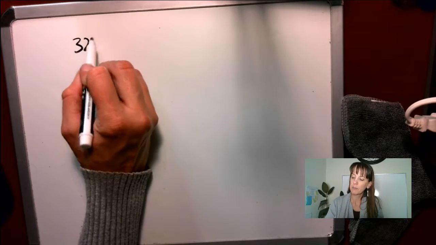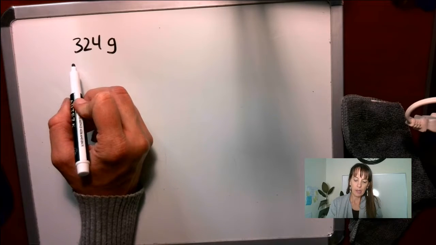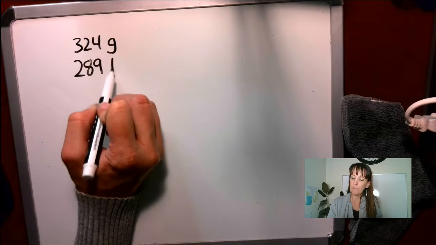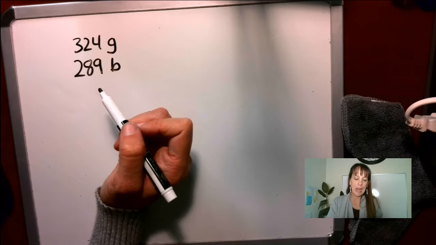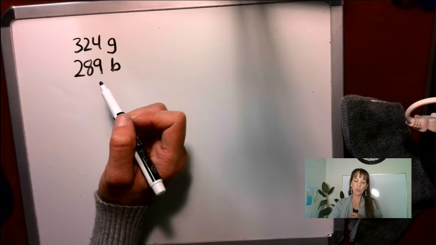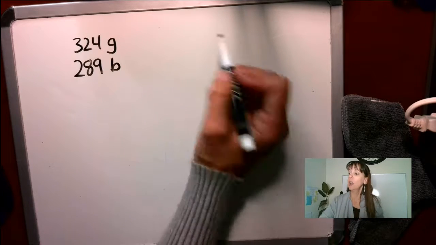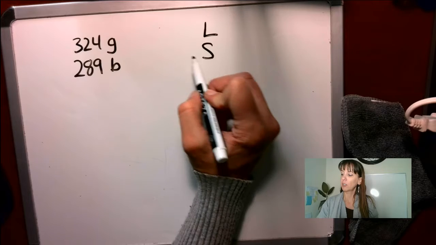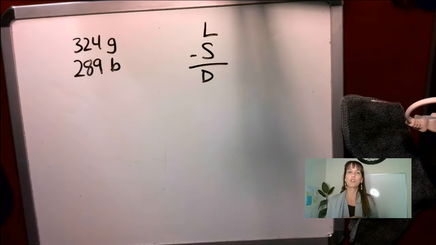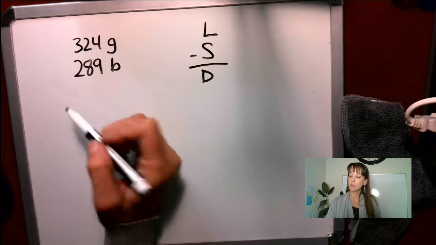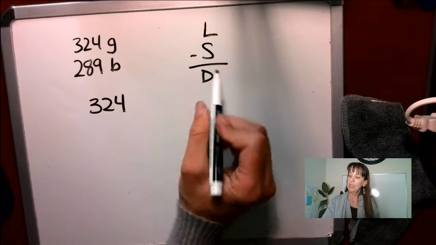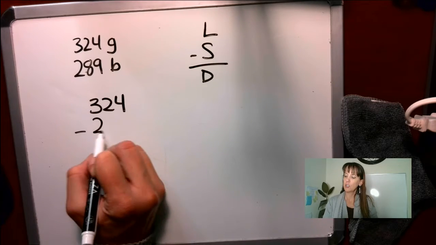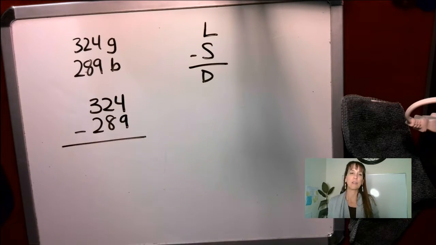There were 324 girls and 289 boys, okay, in the school. How many fewer boys than girls were there in the school? Again, the pattern is larger, smaller, difference, okay? The larger group is right here, so we're gonna do 324. The smaller group, 289, we get the difference.